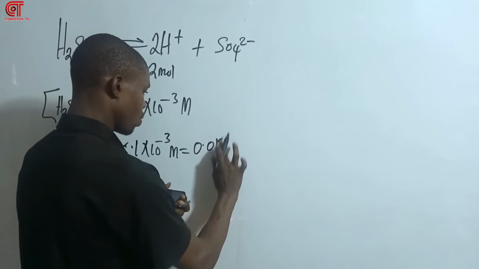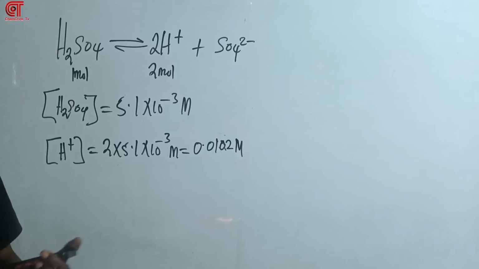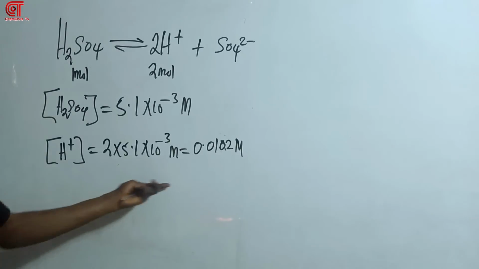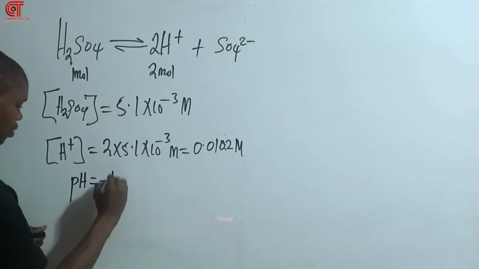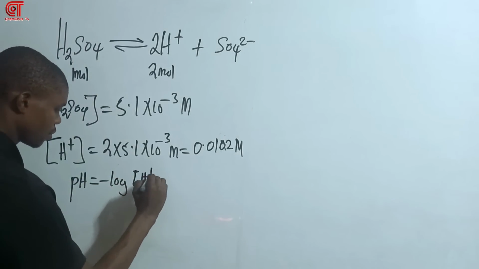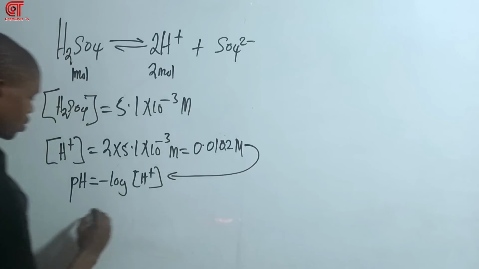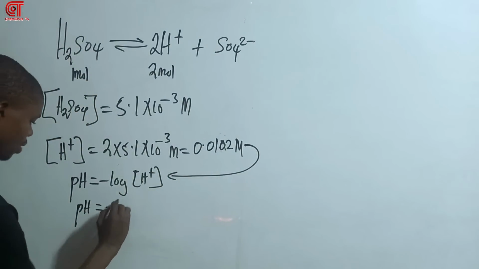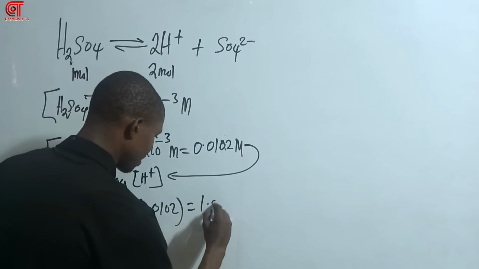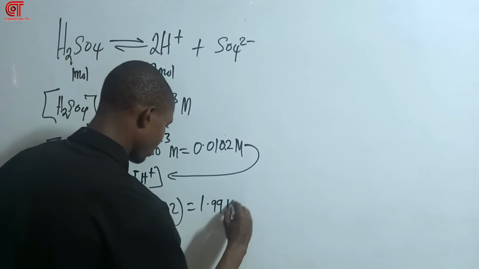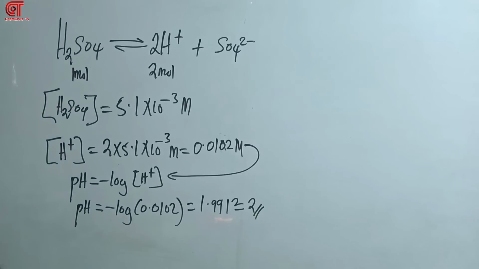which is 0.0102 molarity. Yes, so that is it. So the stage will calculate the pH. So pH equals minus log H plus. So impute this one here. So you have pH equals minus log 0.0102, which is 1.99, approximately 2. So the pH is 2. So this is how to calculate it.